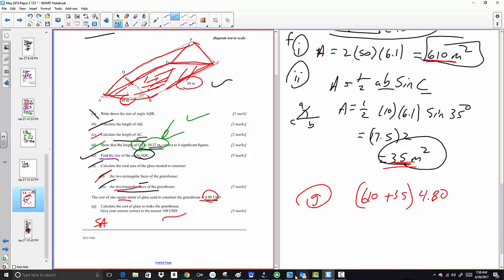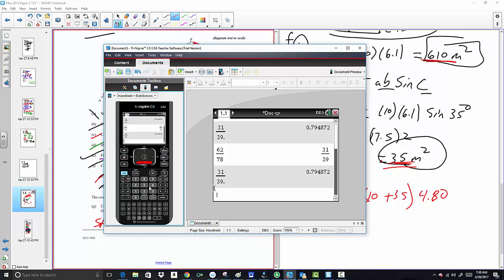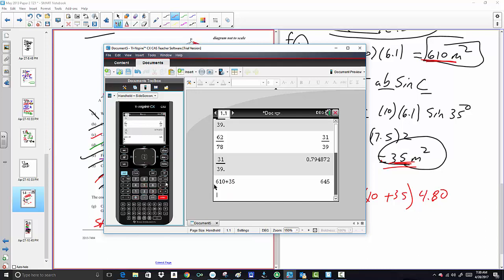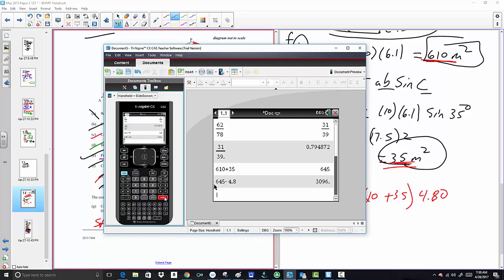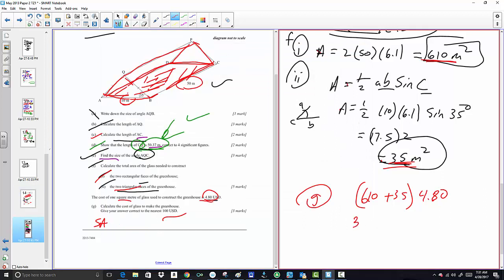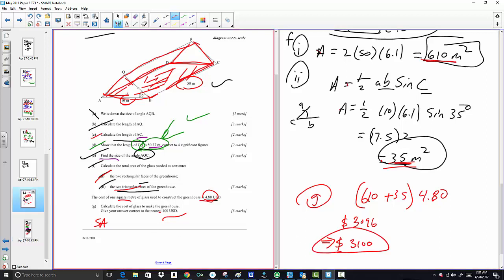So let's just go into that really quick. Really easy question. All right, so I have 610 plus 35, which is that, and we'll multiply that by the cost. So 645 square feet of glass that we need. So we'll multiply by the cost per square foot, which is 4.80. That is 3,096. So we'll say this is 3,096 US dollars, and the nearest $100 is $3,100, which is what they're actually asking me for the answer. Okay, so that's that.